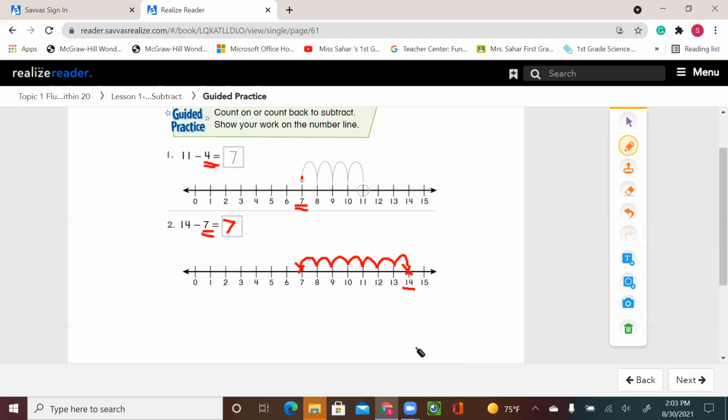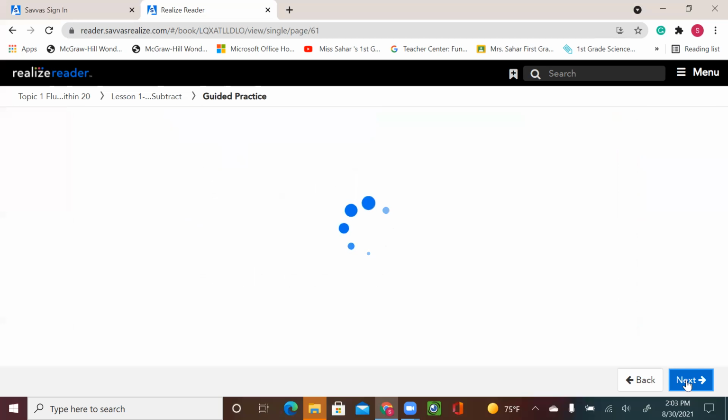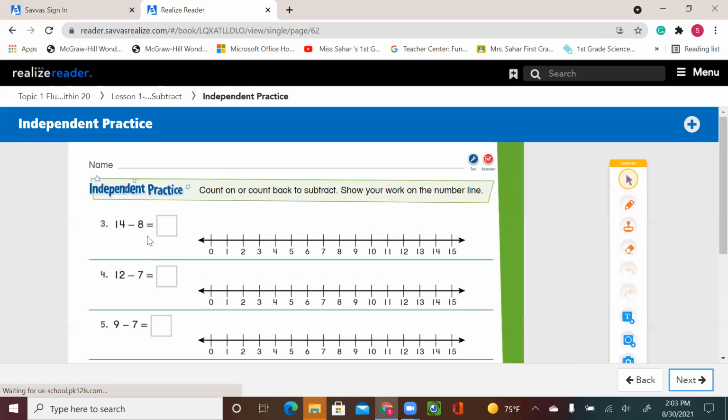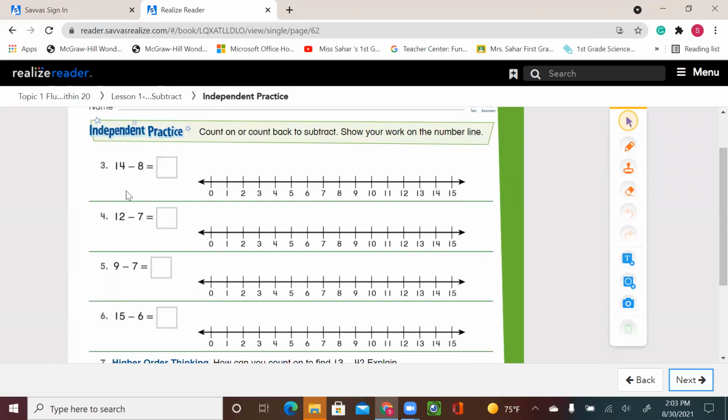All right. And I used my open number line. Okay, let's go to the next page. This is independent practice. This is your turn to do it. So you have here 3, 4, 5, 6, questions. I want you to do a couple of them using count back or count on. Use one question count on, which is starting after the small number, and for the second question, count back, starting from the big number and counting how many steps.